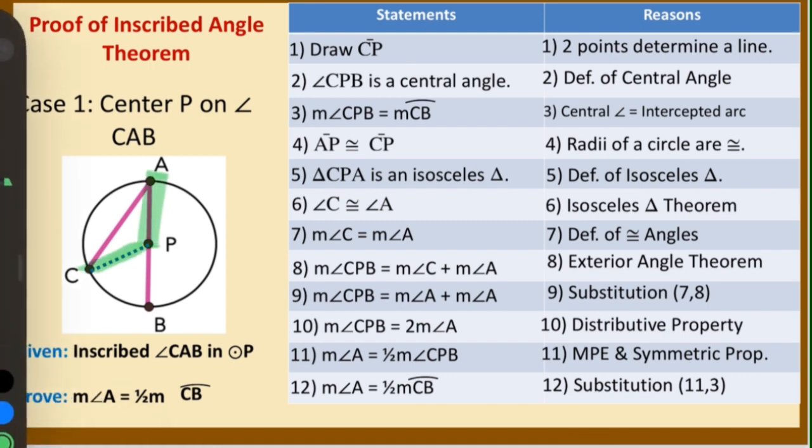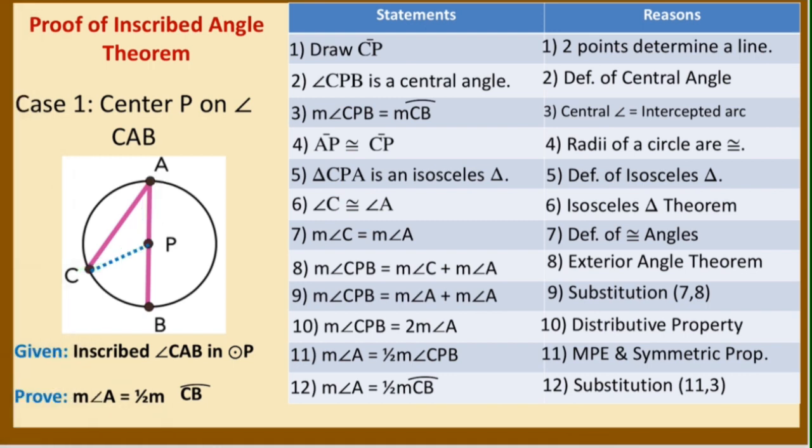Why? Because, again, radii. CPA is an isosceles triangle. Radius or radii, again, have the same measurement. Next, angle C is congruent to angle A. That's the isosceles triangle theorem. The relationship, again, if there are two congruent sides, then the angles opposite to them are also going to be congruent. And then, the measurement of CPB, this angle right here, is equal to the sum of the angles C and A. That's by exterior angle theorem.